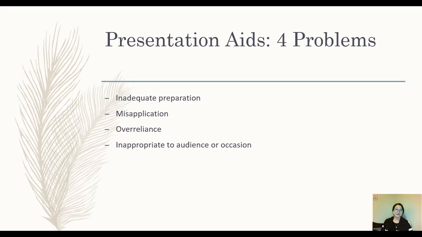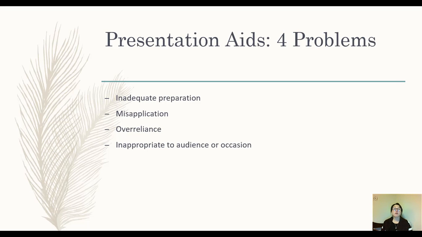There are 4 problems that I see. 1, you don't practice with it. So you need to stand in your living room with your humans that are listening to your speech, with your computer next to you so you can show us a presentation aid. It's very important that you find a way to practice with it, because we need to be able to see your presentation while you're giving a speech.